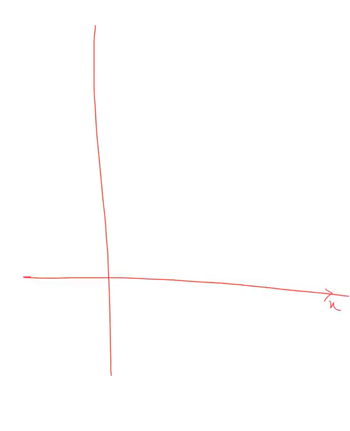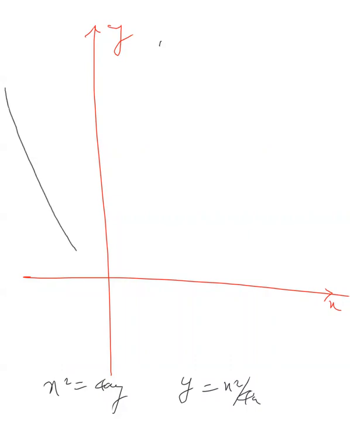Suppose this is x and this is y. If you plot y with respect to x, suppose the graph is like the parabola you have studied, x square equals 4ay, or y equals x square by 4a. That graph will look like this.